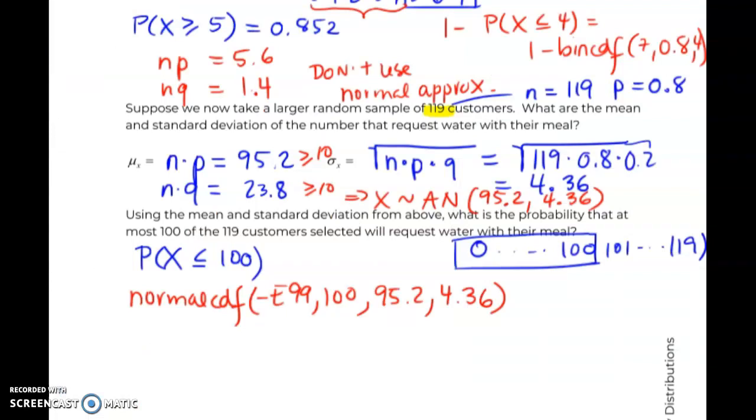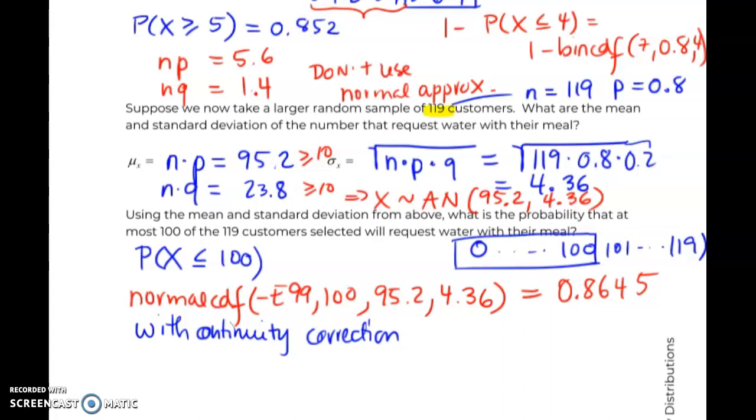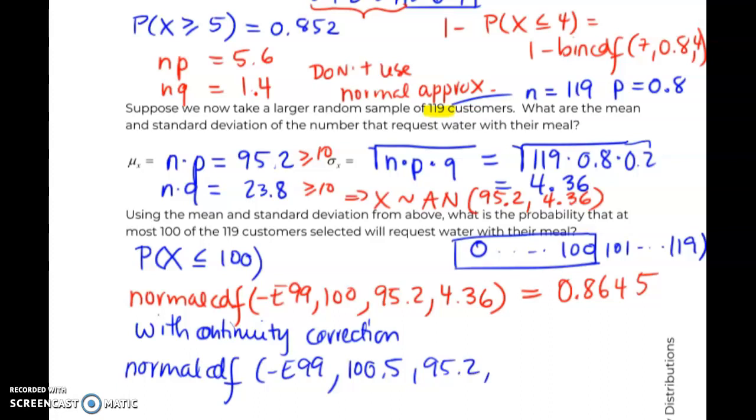So let's put those over here. The first probability was 0.8645, and again with continuity correction we would go up to 100.5. Everything else stays the same, and we end up with a probability of 0.8879.